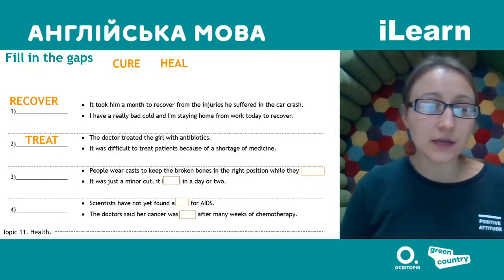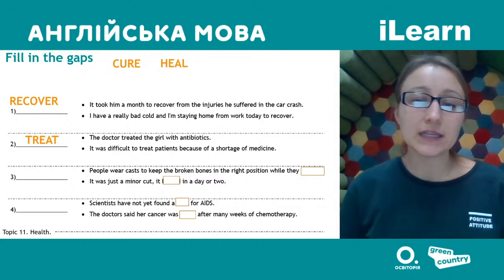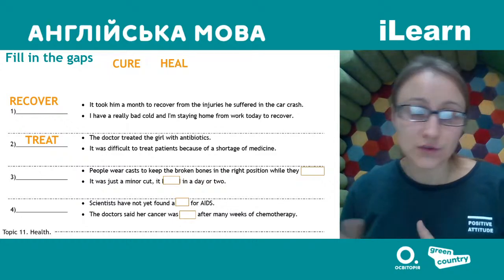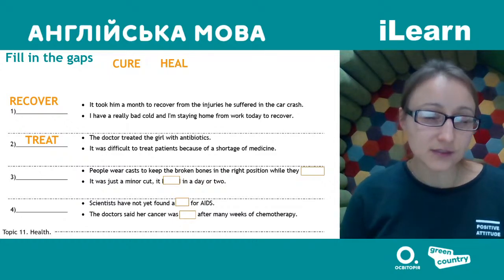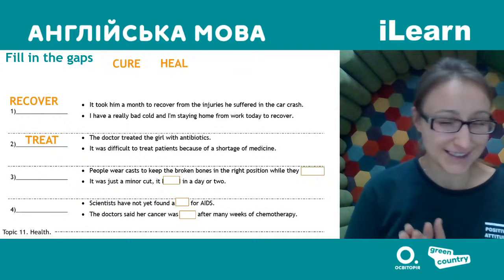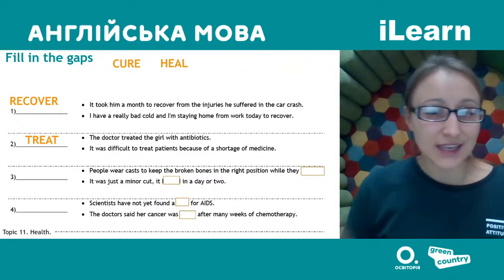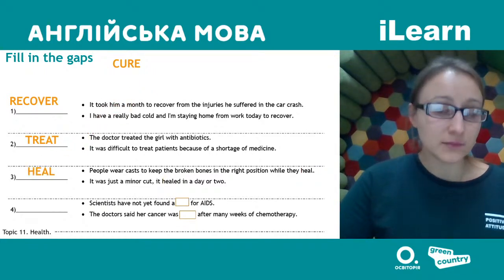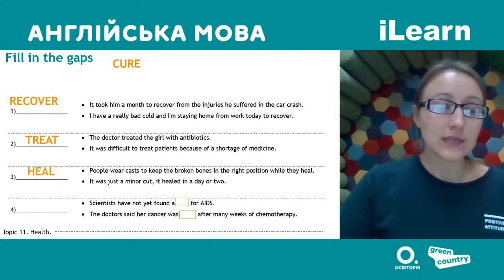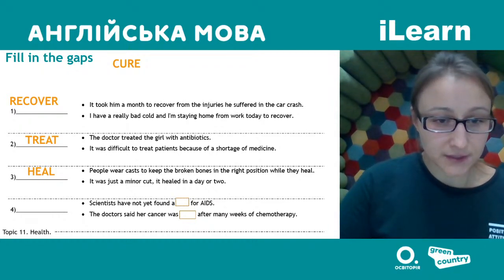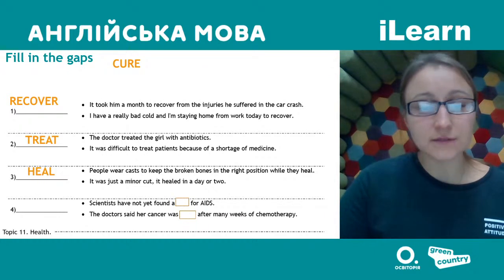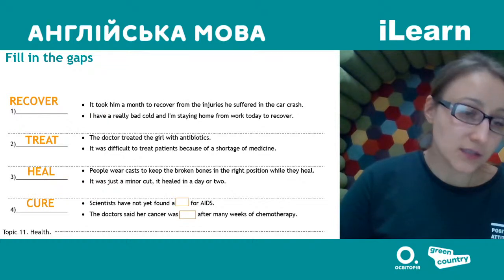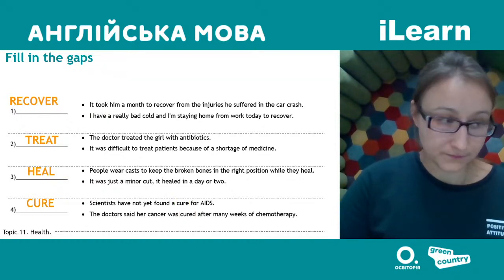It was just a minor cut, it healed in a day or 2. If we talk about something that is getting to order by natural processes, healed by itself, let's say, without any medicine, we say that it heals, yes? So heal, number 3, and number 4, it is cure. Let me read you this example. Scientists have not yet found a cure for AIDS. So cure may be also used not as a verb but as a noun.